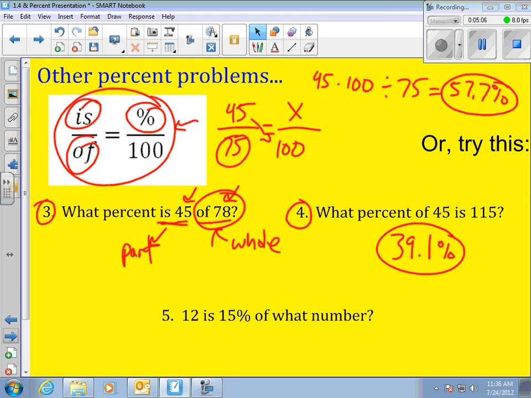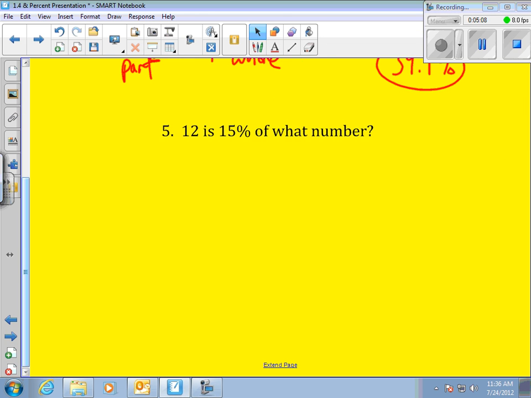For number 5 here, I'll set it up for you. 12 is 15% of what number? Here's the deal. Of what number? We don't have the of. We do have our percent in this case, and the 12 is our is or our part.